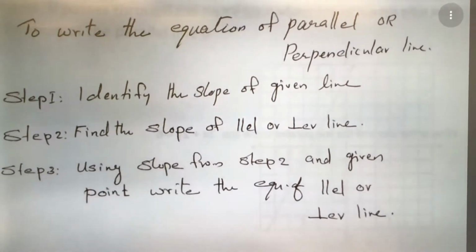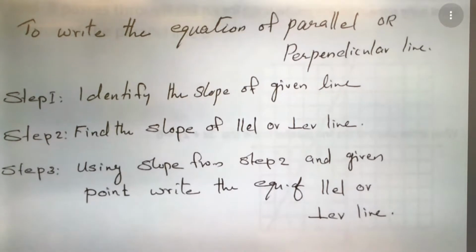The third step is, now you have the slope of the parallel or perpendicular line, and the question will give a point. Using that slope and point, you can write the equation y equals mx plus b. You already know the slope m, so you are missing b, the y-intercept. Using the point, as we did in the first question, you can solve for b. Once you have b, replace b with the number you have found.